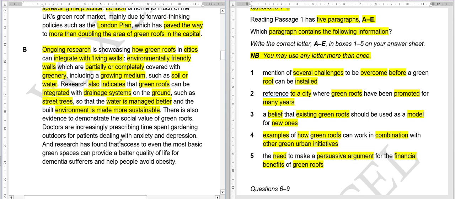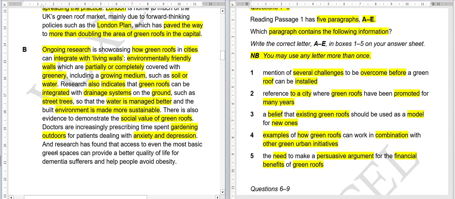There is also evidence to demonstrate the social value of green roofs. Now we're talking about the social value of green roofs. Doctors are increasingly prescribing time spent gardening outdoors for patients dealing with anxiety and depression. So what doctors are suggesting is that you should do gardening if you are dealing with anxiety or depression. So if you are dealing with these kinds of problems, you should spend time gardening outdoors.